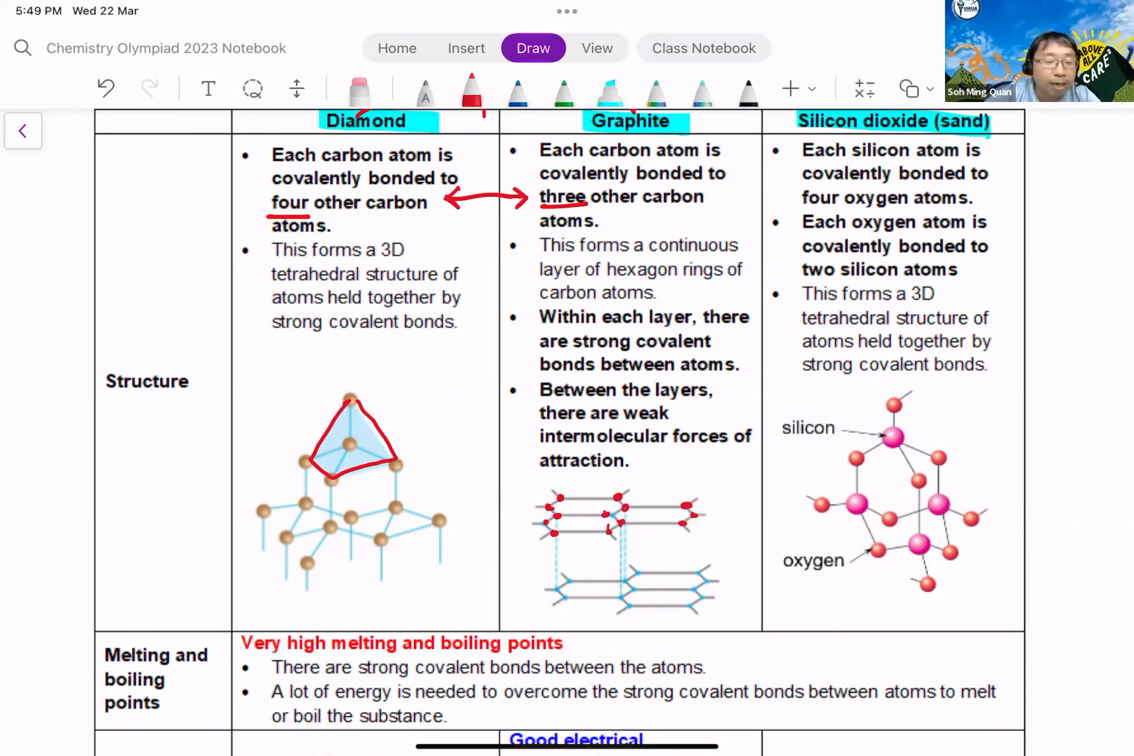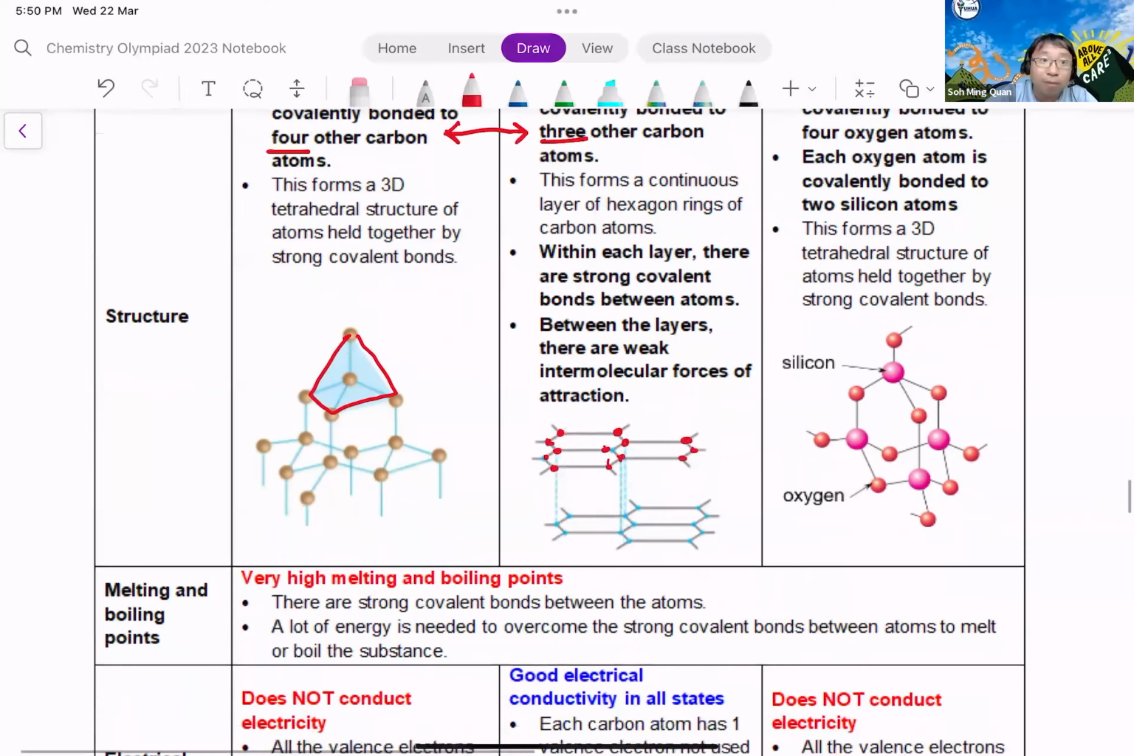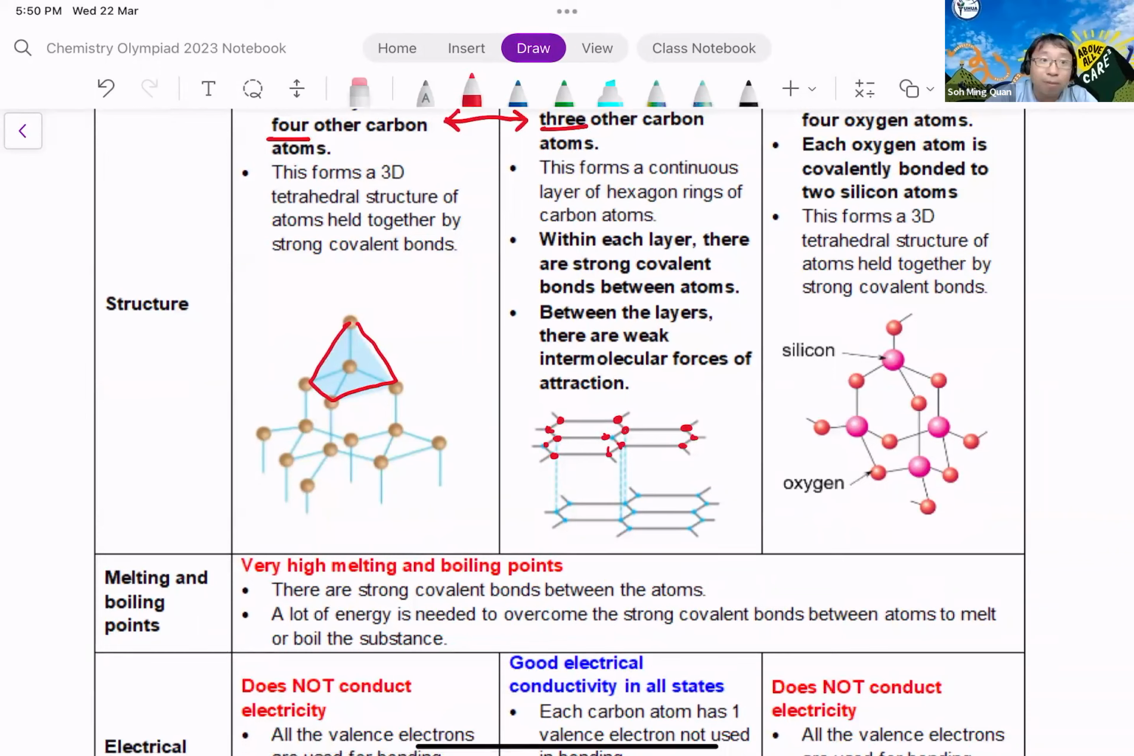Now, what you realize is that substances with a giant molecular lattice, they don't have intermolecular forces, generally, except graphite. So, in order to melt diamond, graphite, silicon dioxide, we need to overcome the strong covalent bonds, even for graphite. Because for graphite, to melt it down, I need to separate the carbon atoms. To separate the carbon atoms, I must overcome the strong covalent bonds between the carbon. And a lot of energy is needed to do this.